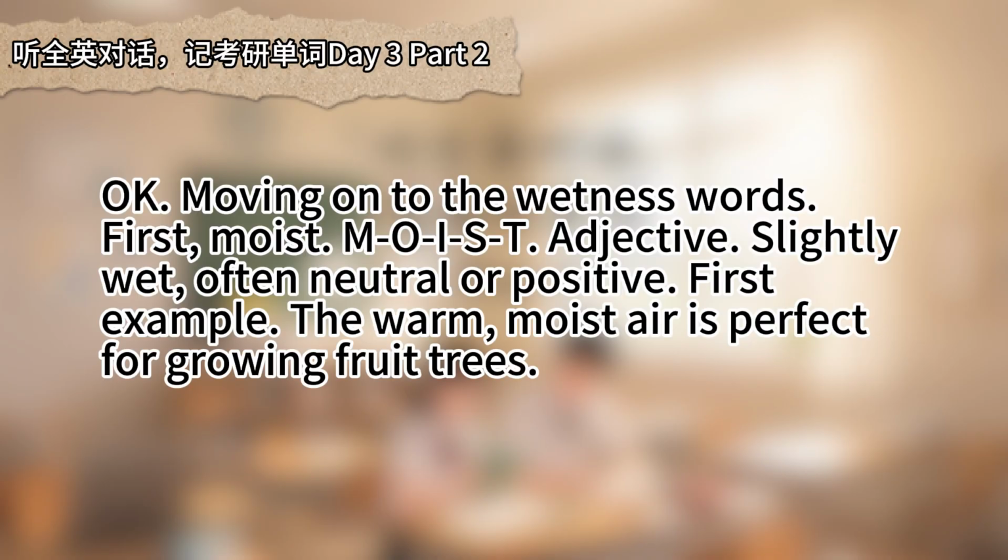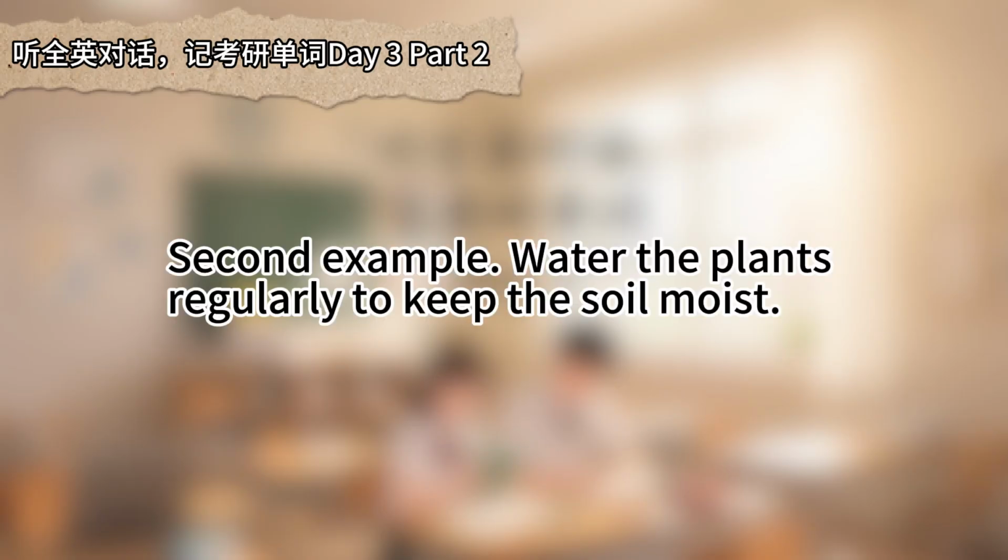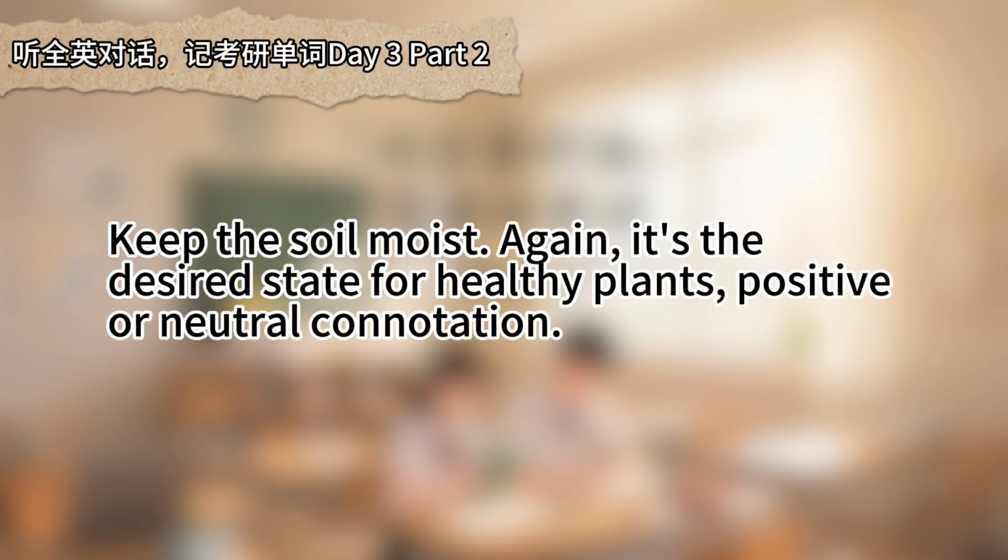First, moist. M-O-I-S-T. Adjective. Slightly wet, often neutral or positive. First example: The warm, moist air is perfect for growing fruit trees. Warm, moist air. Sounds pleasant. Good for growth. Moist suggests a beneficial dampness here. Second example: Water the plants regularly to keep the soil moist. Keep the soil moist. Again, it's the desired state for healthy plants, positive or neutral connotation.